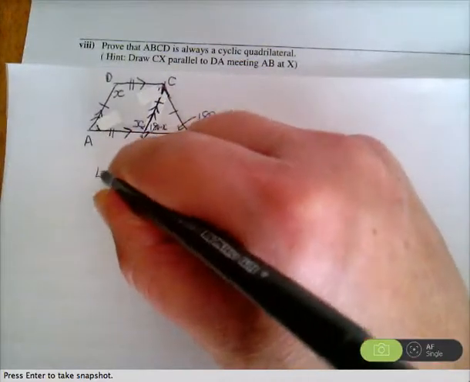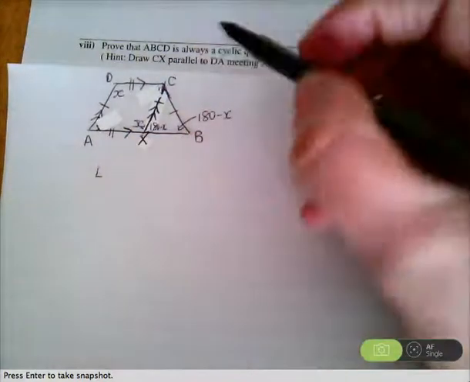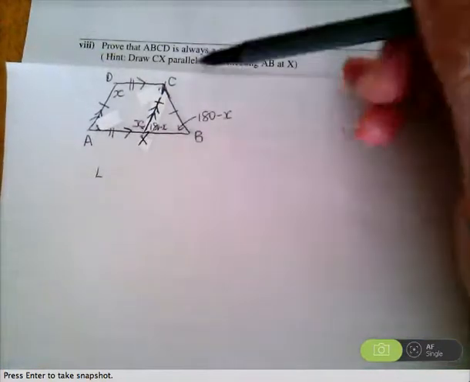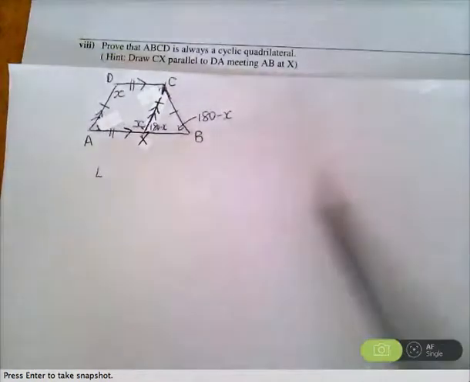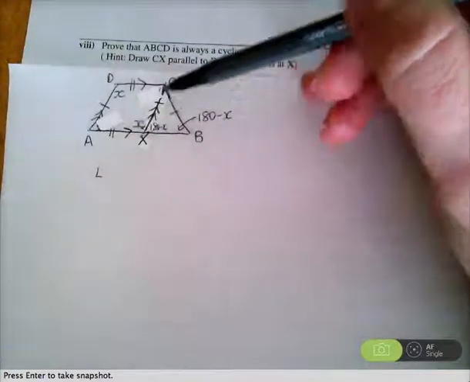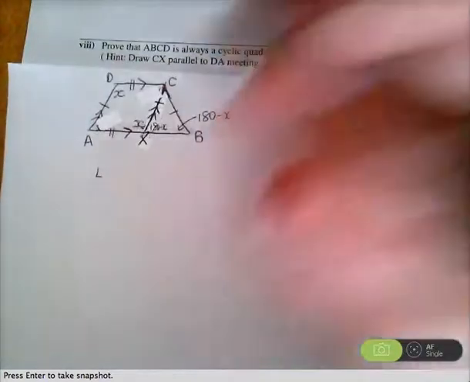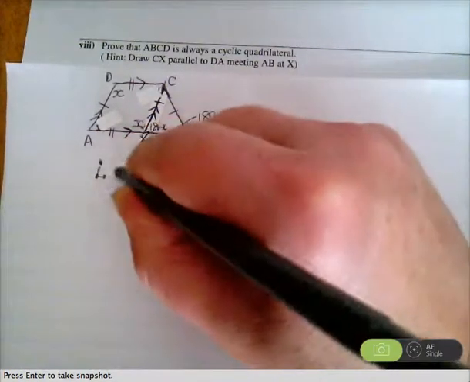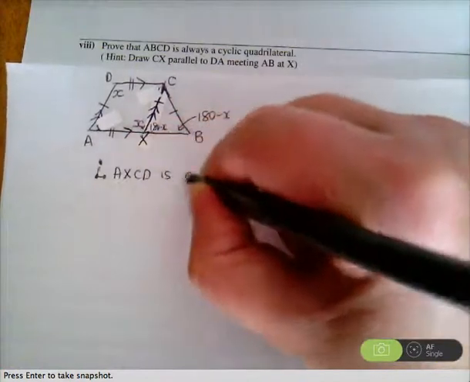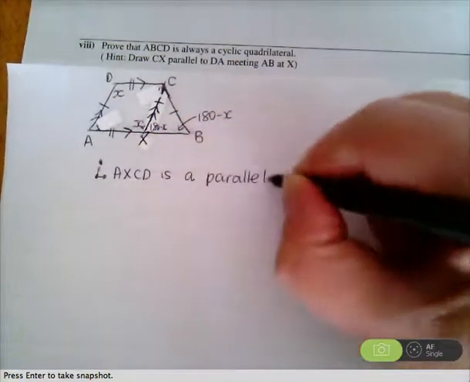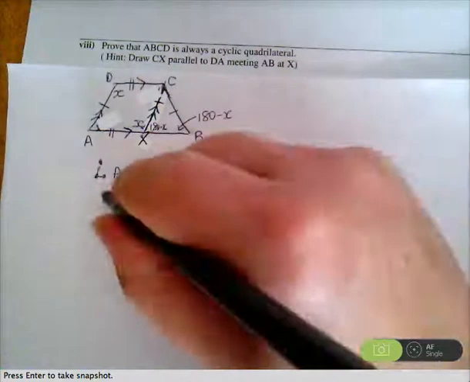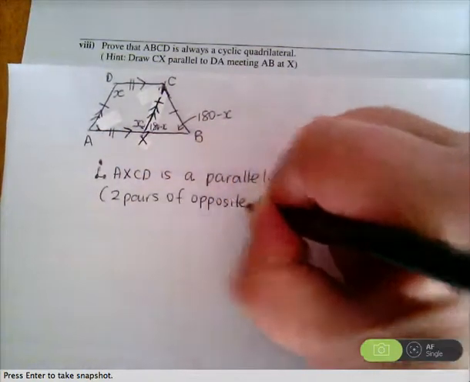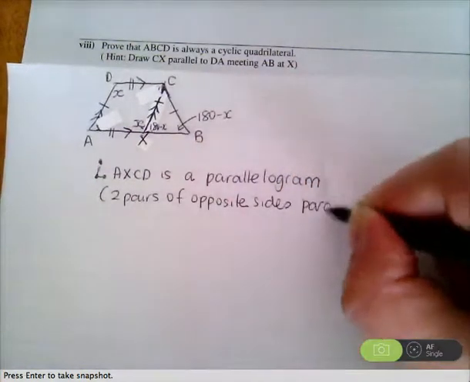So we're going to start off with saying, of course, draw CX parallel to DA. Actually, I've drawn it to the wrong line. Oh, no, I haven't. So draw CX parallel to DA meeting AB at X, which we've done. Therefore, AXCD is a parallelogram. And the reason for that is that we've got two pairs of opposite sides parallel.